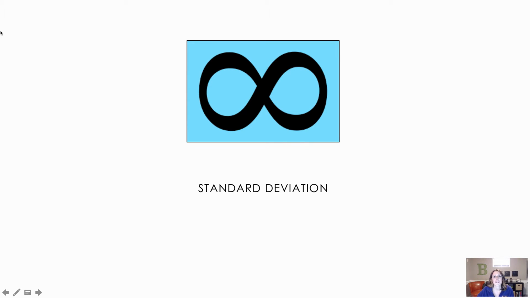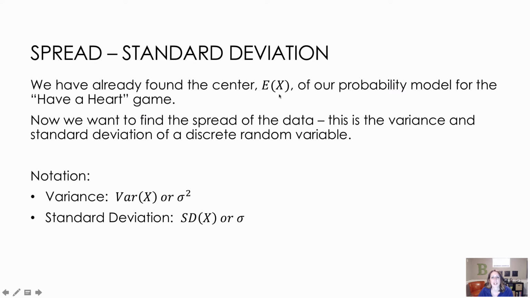Well, now that we know the center, or the expected value, we now need to find the standard deviation. We've already learned about standard deviation a little bit in the past, and we're going to compute it for the have a heart game just as we did expected value. It's important to understand that standard deviation is still the same concept. It's the spread of the data. So that is, of course, variance and standard deviation.